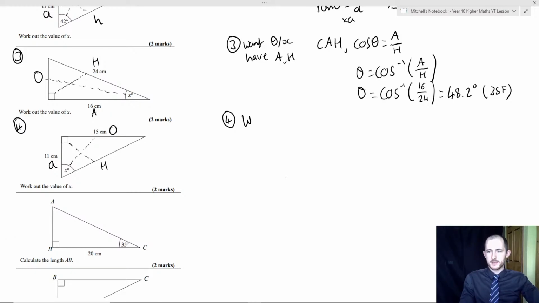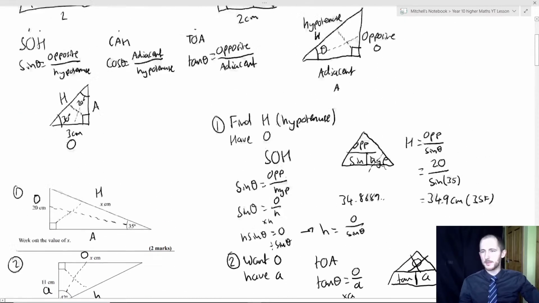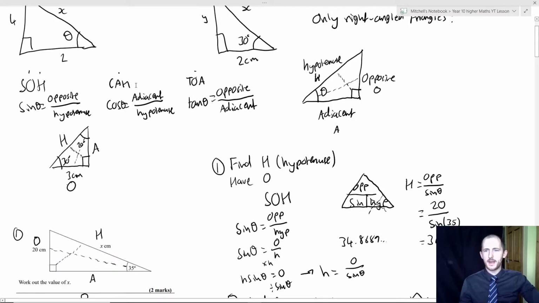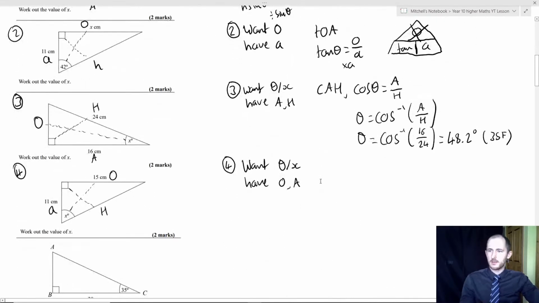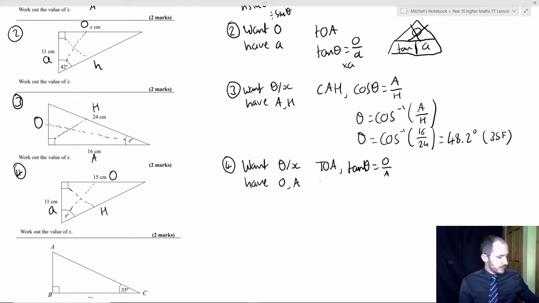So we want x, or theta, whatever you want to call it. And we have the opposite and the adjacent. Well, let's go back up. O and A appear in the tan formula, so TOA. Opposite over adjacent. So you can probably guess already what's going to happen.